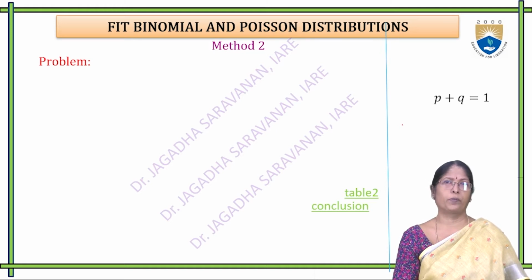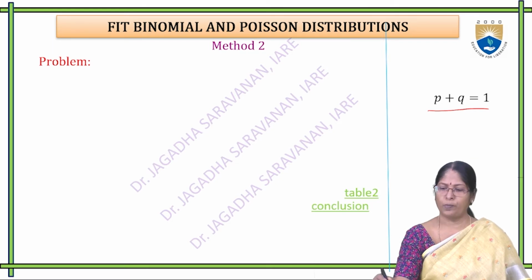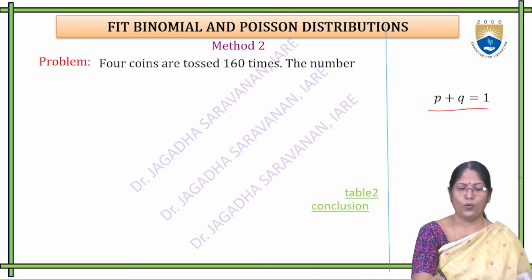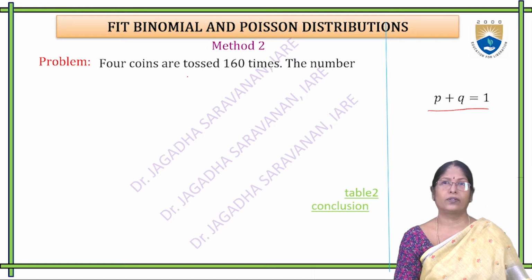Now the second problem regarding binomial distribution, a different type, we can concentrate on. Here it is kept p plus q equal to 1, where p represents the probability of success and q represents the probability of failure. Now here 4 coins are tossed 160 times. Simultaneously we are tossing, we are not giving a gap, that is, tossing one coin, giving a space of time, then another coin. No, it is not. 4 coins are tossed at a time, 160 times.